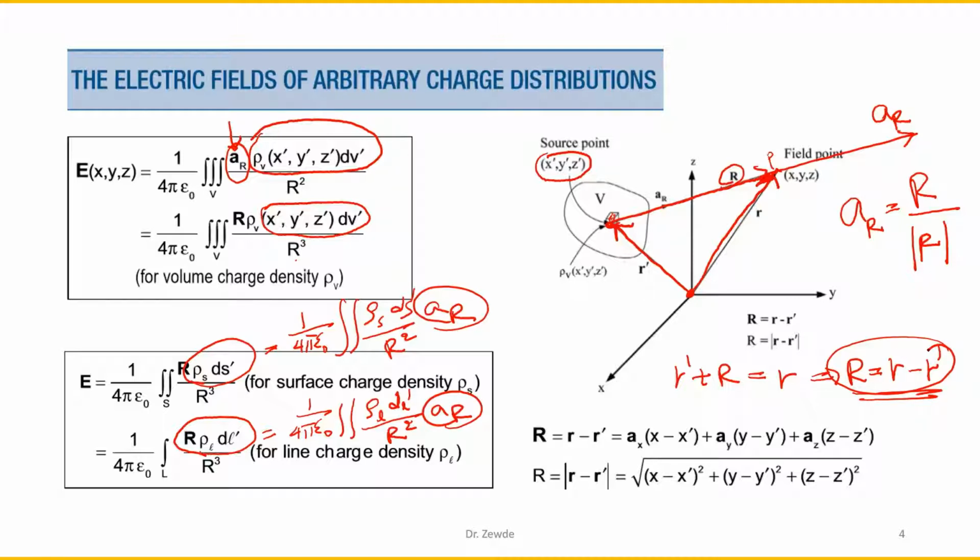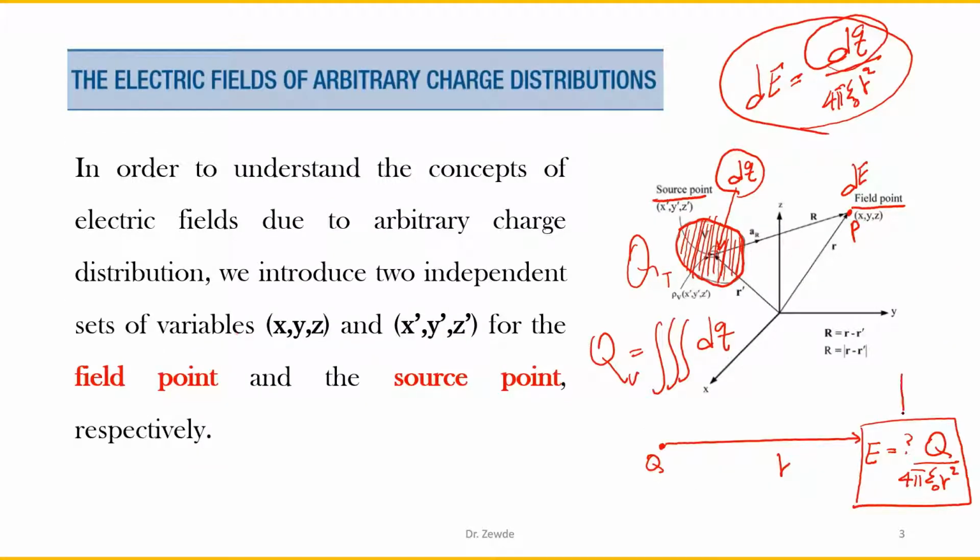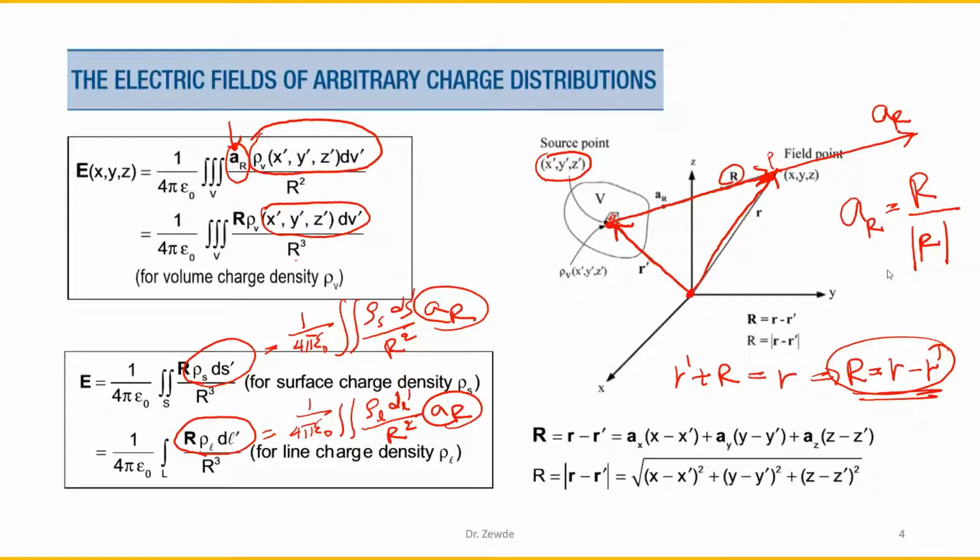Then if I know that, I will just substitute it in one of the three equations, and then solve for the electric field. So always, if we have an arbitrary charge distribution, or if we don't have any symmetry, we'll use this expression. And this is based on this equation. We assume that we have a point charge, and for that point charge, the electric field can be determined using this expression. So if I have dq, then for that dq, I can determine dE. And to determine the total electric field due to this charge distribution, I have to integrate both sides, based on whether I have a volume, surface, or line charge distribution.